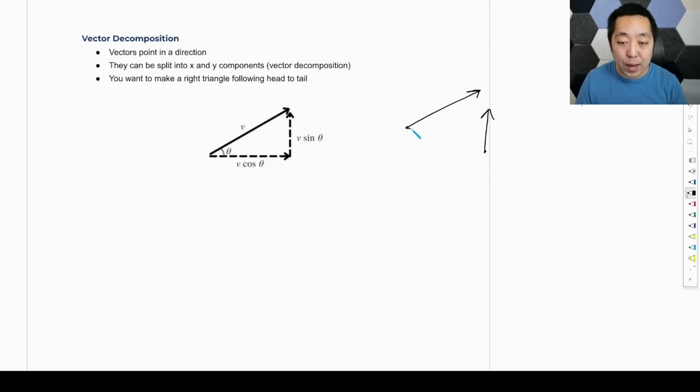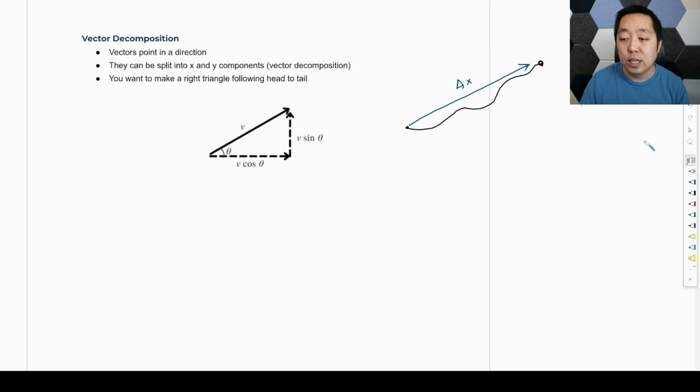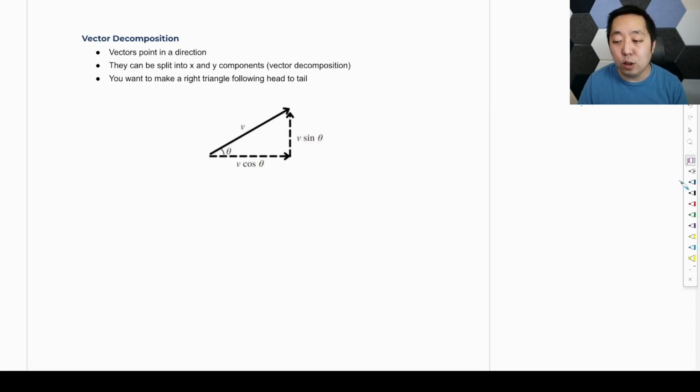But what if the path that it's moving on is not just left, right, but up and down? And then we still think about the displacement vector as pointing in a direction, right? That would be the displacement from the start to the end of the motion. And so we need to learn an important skill, and this first important skill is called vector decomposition.